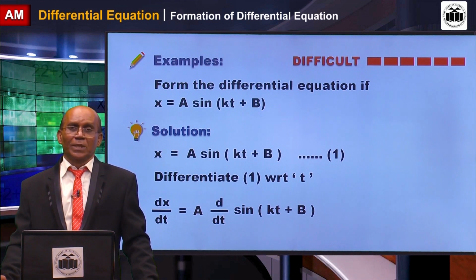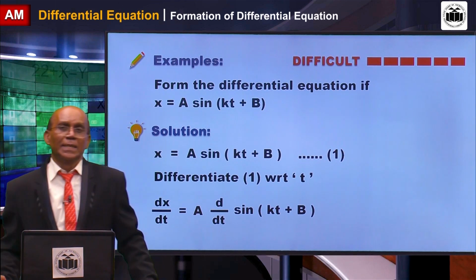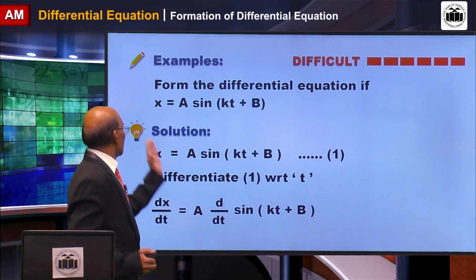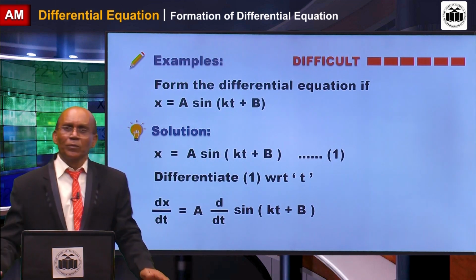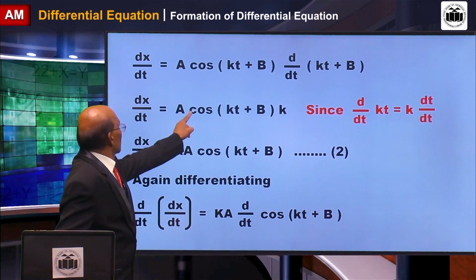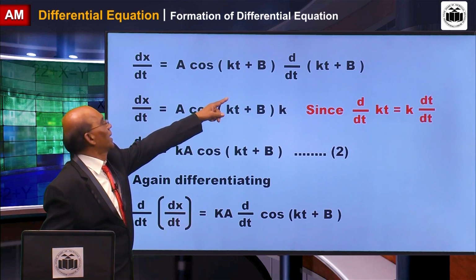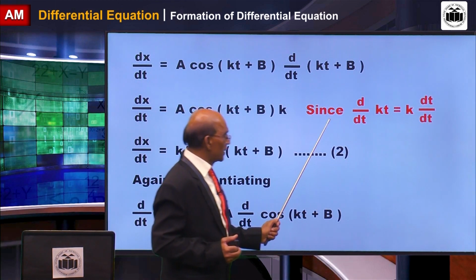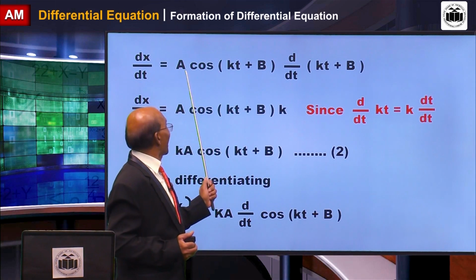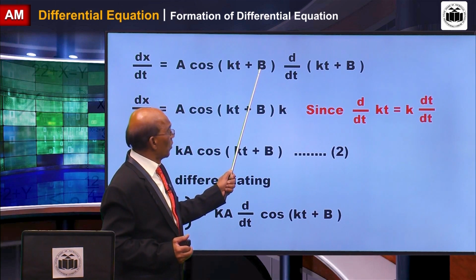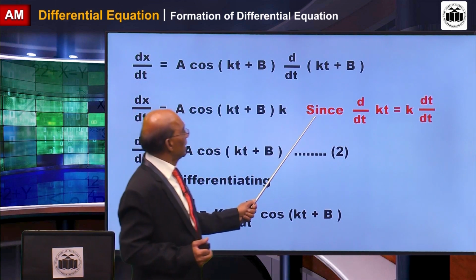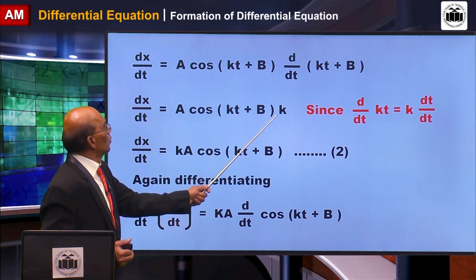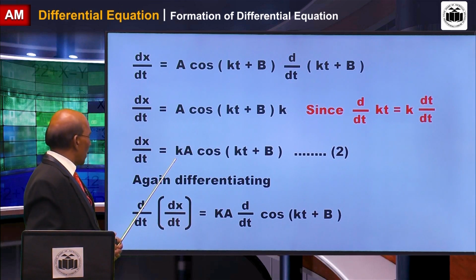Differentiate this with respect to t. dx by dt equals a into d by dt of sin of kt plus b. Note that again, because x is a function of t, we can write the derivative dx by dt as a cos of kt plus b into d by dt of kt plus b. Keep in mind, we have written that step here because students make a lot of mistakes here. Simply, a and b are constants, just like natural numbers, and hence the derivative of b is 0. So d by dt of kt is k into d by dt of t. So a into cos of kt plus b into k, because k is a constant, we can take k outside.